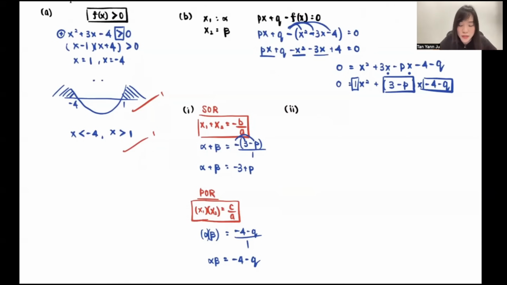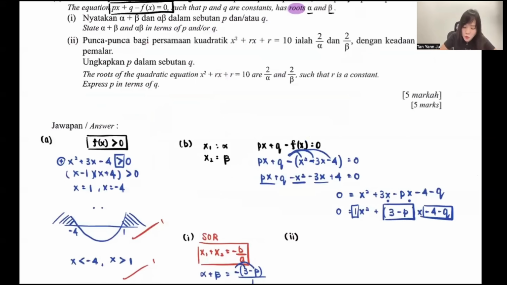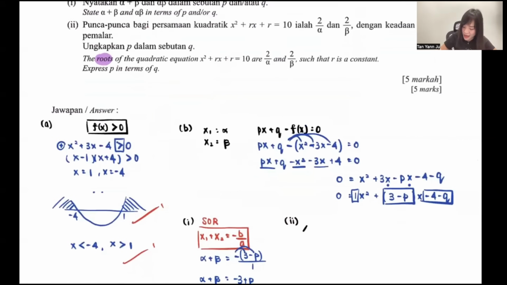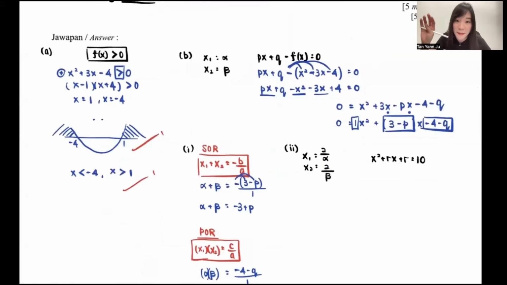B2. B2, they say what? Let's move up. They say the roots of the, guys, keyword. Yeah lah, roots lah, my dear. I already said that one is the keyword. I write here: roots again means x1, x2, okay? They say the roots of the quadratic equation. So guys, there's another equation like this. Now they say the roots are 2 over alpha and 2 over beta. Then what do they want you to find? They want you to express P in terms of Q. So they want the answer P equals blah blah blah Q.